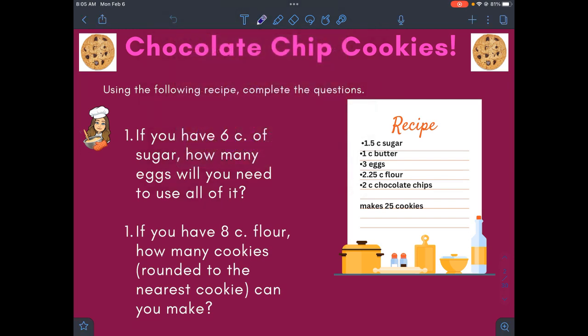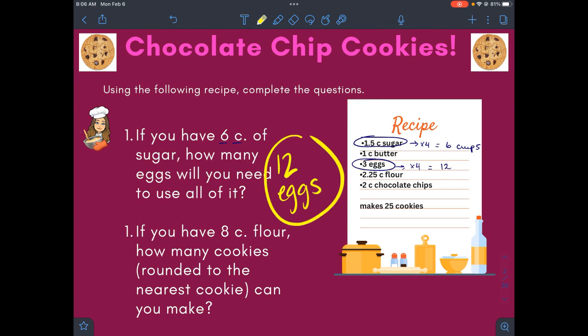Number one, it says if you have 6 cups of sugar, how many eggs will you need? So let's focus on the sugar and the eggs. Well, if we have 6 cups of sugar, that is this 1.5 times 4, okay? 1.5 times 4 equals 6. So we have 4 times as much sugar as the recipe calls for. So we're going to need 4 times as many eggs, and so 3 times 4 is going to be 12. So we are going to need 12. That is a tough color to read on this background. Let's switch. 12 eggs. Okay.